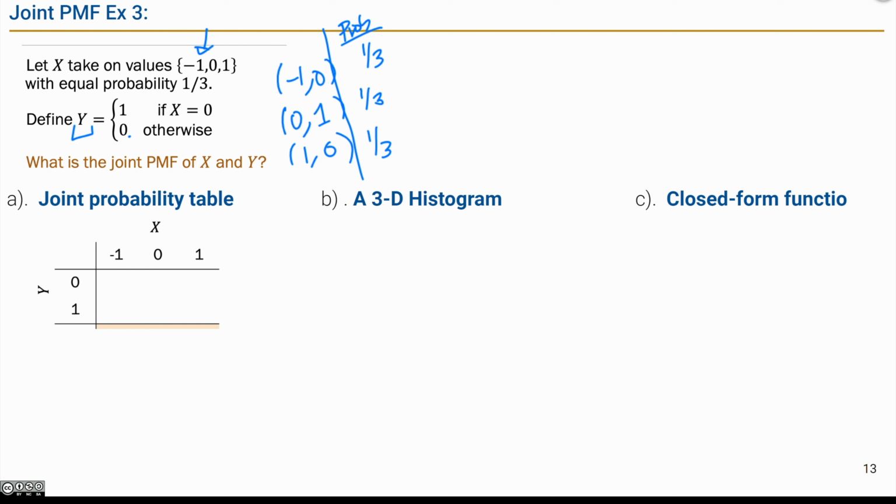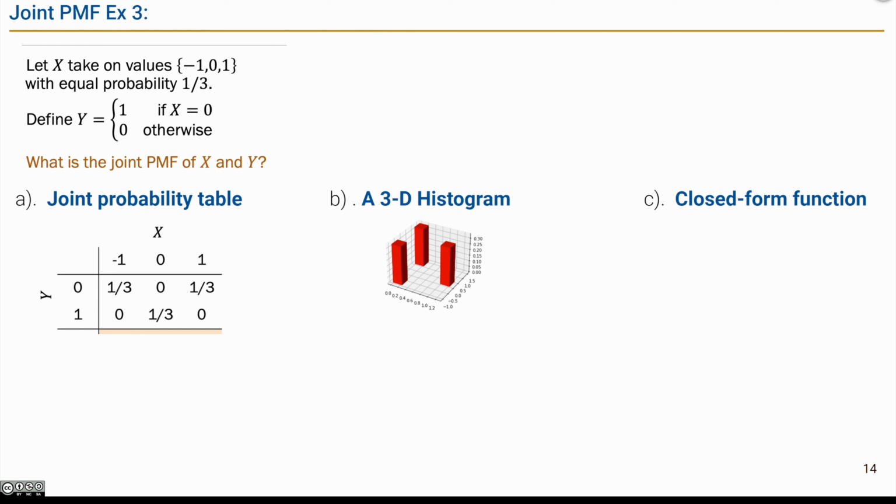So in terms of my table, I can write this as follows. I can say the probability x is -1 and y is 0 is 1/3. The probability that x is 0 and y is 1 is 1/3. The probability x is 1, y is 0 is 1/3. And every other combination of x and y has probability 0. So again, this is an example of equally likely for every possible combination that I have non-zero probabilities for.